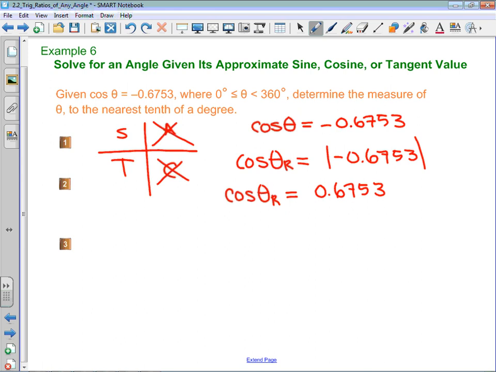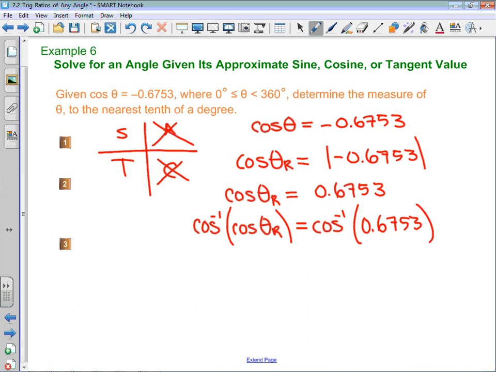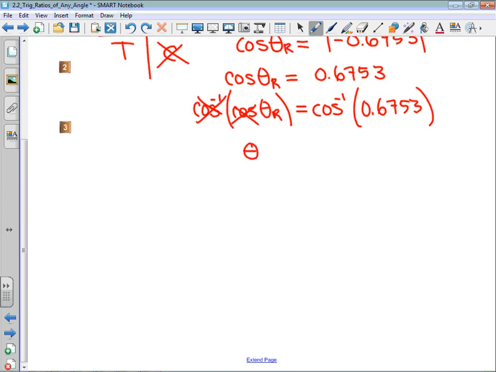Now we get to grab our calculators, because in order to solve for our reference angle, we have to take the inverse cos on both sides. I'm applying the inverse cos onto the left-hand side and the inverse cos onto the right-hand side. On the left-hand side, the inverse cos and cos cancel, and I get that theta reference is equal to the inverse cos of 0.6753.